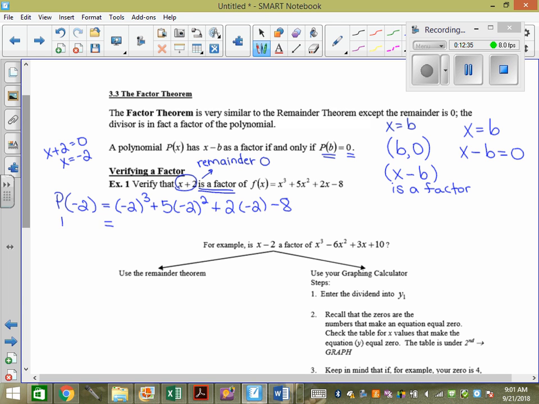Negative 2 cubed is what? Negative 8, plus 5 times negative 2 squared, so 4 times 5, which is 20. Then 2 times negative 2, which is negative 4, minus 8. So now we have negative 8 and negative 4, which is negative 20, plus 20, which is 0. So we know we have an x-intercept at negative 2, 0. We agree?